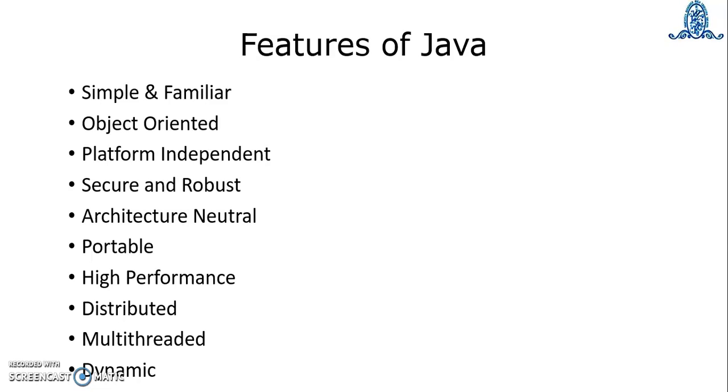Now, dynamic language. Java is a dynamic language because it supports dynamic loading of classes. It means classes are loaded on demand. So all these are the features of Java, and because of all these features, Java is a popular language.